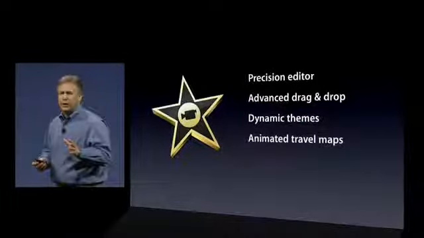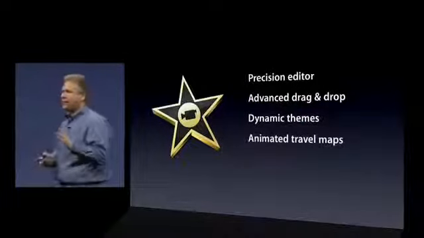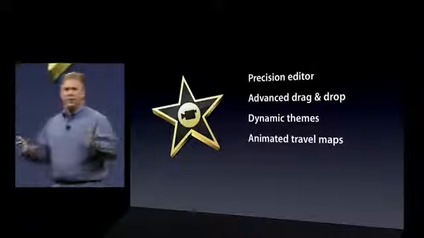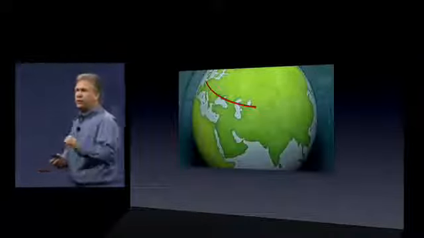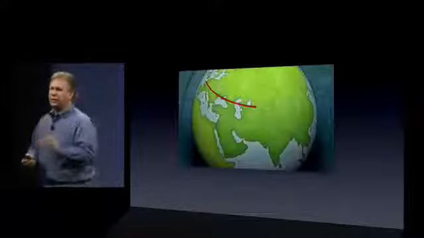And it has this really cool feature. This is my favorite thing. It's called animated travel maps. A lot of the videos you take are of places you visit. Well, now you can automatically create 2D and 3D maps showing where you traveled right in your video.